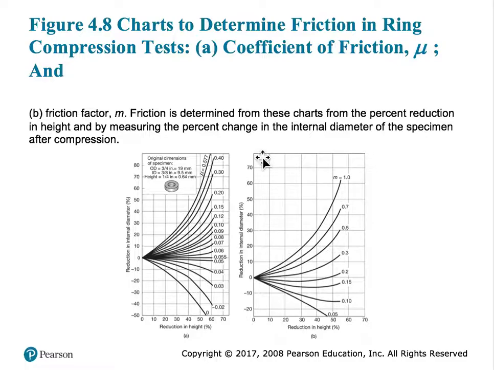So you can see that there is something called frictional factor, and you can determine that from these charts given in this slide. Okay, so from that you can determine what the manufacturing process is, and what the conditions in the manufacturing process are that you need to adopt in order to avoid the barreling phenomenon during the manufacturing.